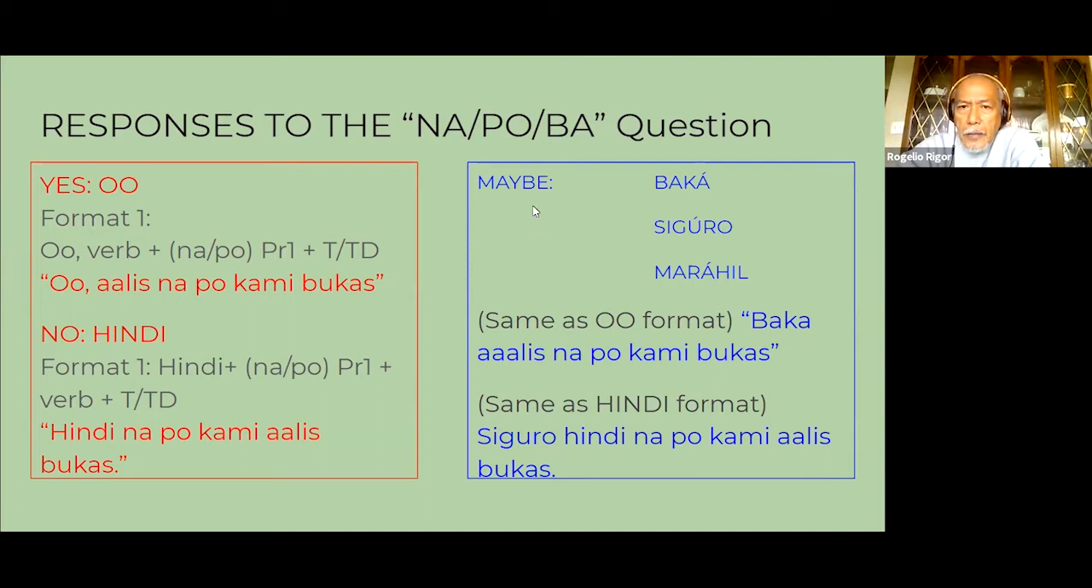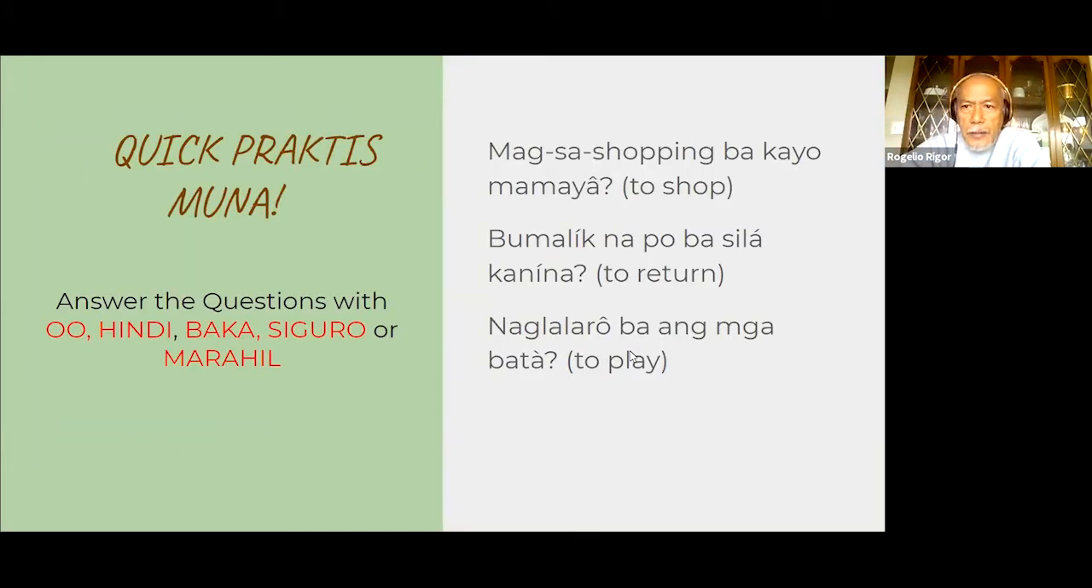And then in the maybe, all we have to do is just put the "baka aalis." Oh, this is a typo here. There's only two a's, "aalis," not "alis." Okay. And then of course, in "siguro hindi na po kami aalis," right? And then "baka aalis." So here we have the "hindi na po kami aalis." You just put the siguro in front. "Aalis na po kami bukas." You put the siguro in front as well. Okay. So the maybe is just putting it in front, whether it's a positive or a negative.